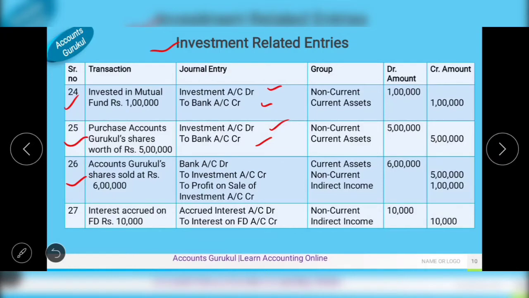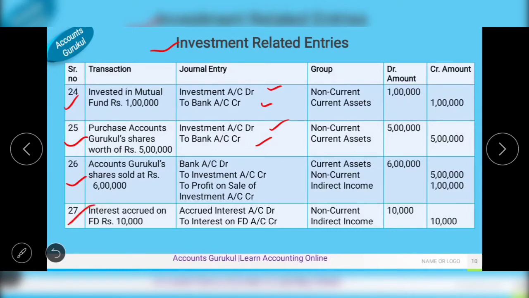We purchased the shares for 5 lakh, and when we are selling, we have sold those shares for 6 lakh. So bank account debit for 6 lakh to investment account credit 5 lakh. The 5 lakh investment we have credited, and the income we have earned, we have to credit to the profit on sale of investment account. So the profit on sale of investment is our indirect income, and we have to credit it to the P&L account. The nominal account rule says to credit the income and gains.